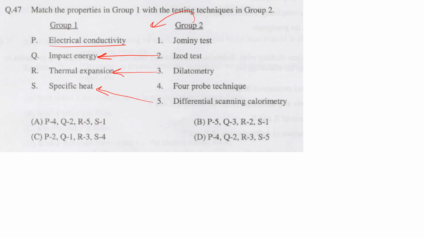Okay, so now P matches with 4, Q matches with 2, R matches with 3, and S matches with 5. So this is option D, question number 47, and this will be answer D, right?